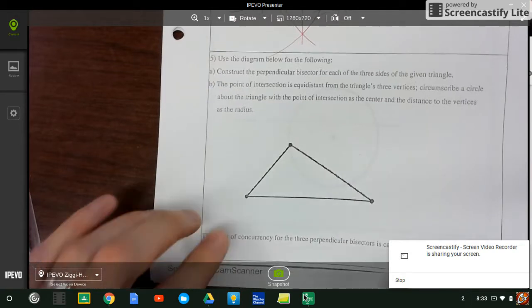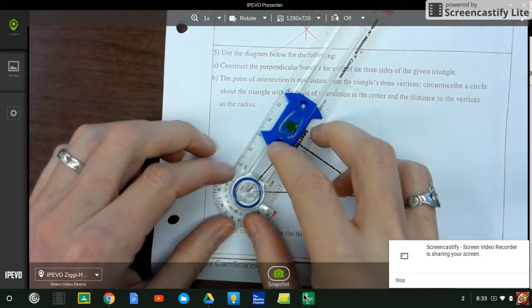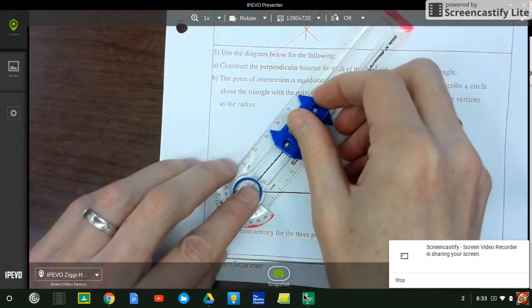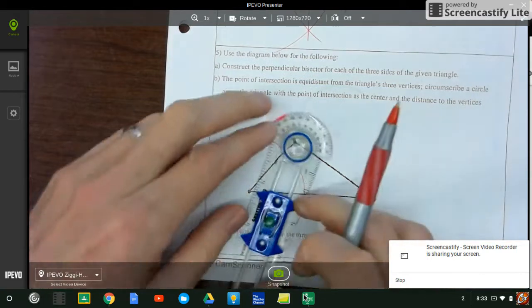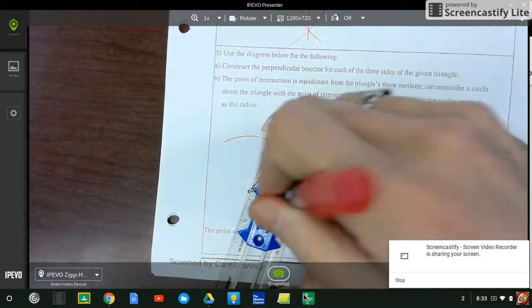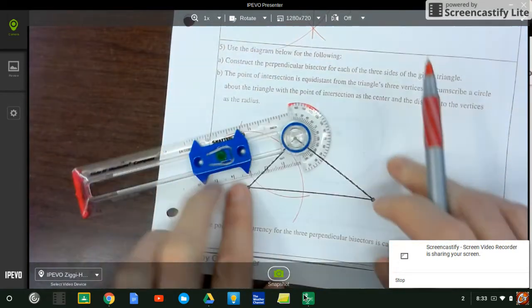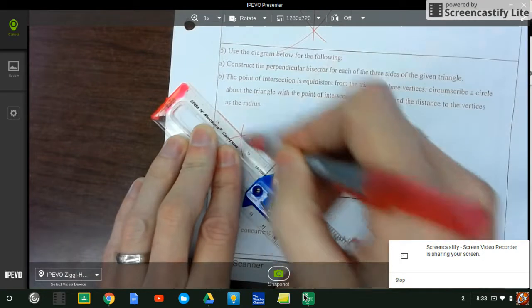Still working with perpendicular bisectors, but I want to bisect all 3 sides. So I'm going to do this in 3 separate colors so you can see it pretty clearly. So bisecting this side. Coming over to this side now, same measurement. Oh, I'm going to get in the way of the camera here for a brief moment. Okay. And bisect that side.